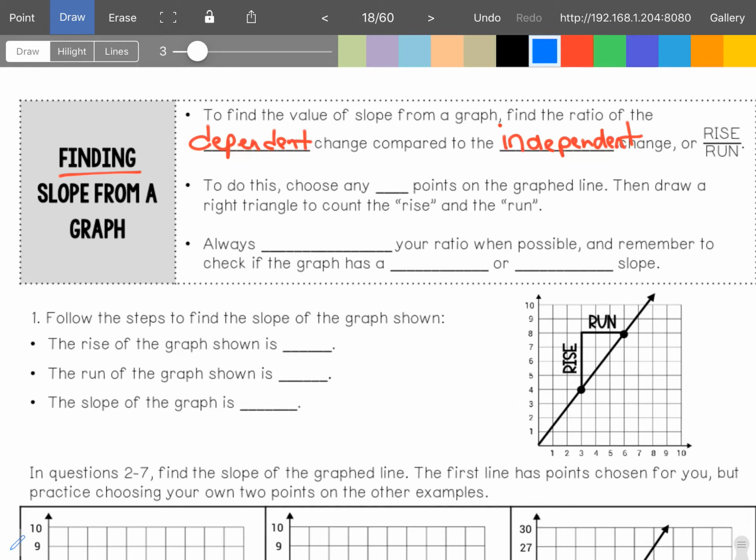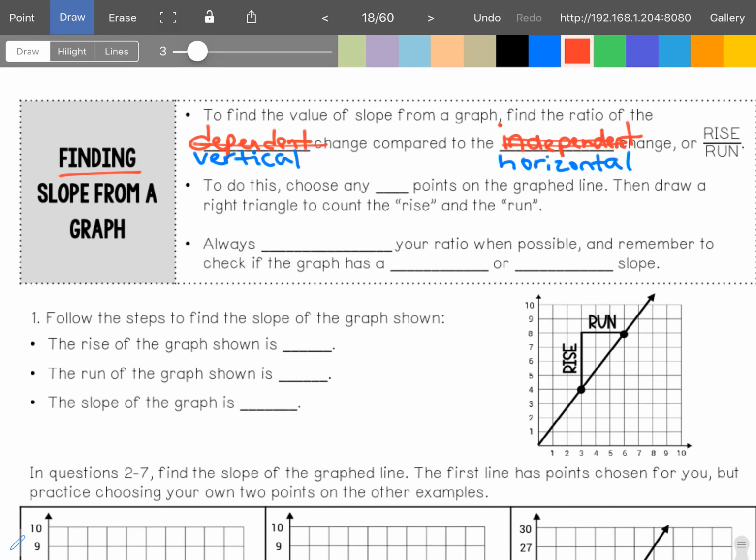I probably should have said the vertical. That makes a little more sense. Sorry, I thought something wasn't looking right. The vertical is the dependent. It's the y value change compared to the, this should be horizontal. So you might want to stop and take out what I wrote in red.